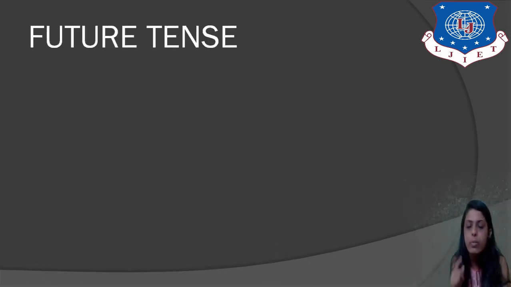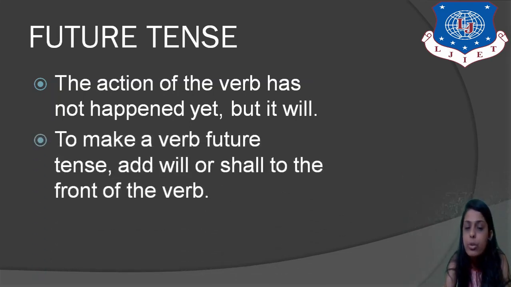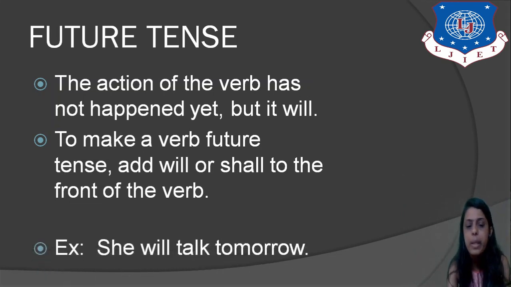Now future tense. We have discussed present tense, we have discussed simple past tense, and we are going to discuss simple future tense. Now here you can see the action of the verb that has not happened yet, but it will. So it is going to happen. Fine. To make a verb future tense, add will or shall to the front of the verb, right? So what you need to do is add will or shall in front of the verb. You know the action in the sentence is known as verb, right?